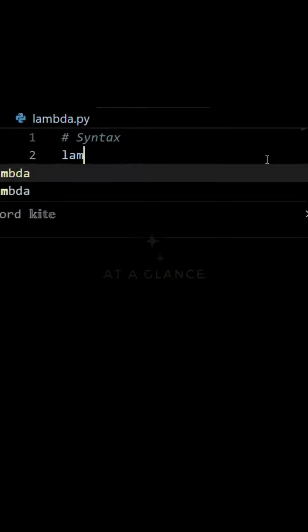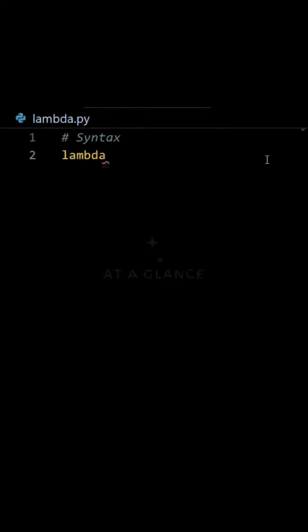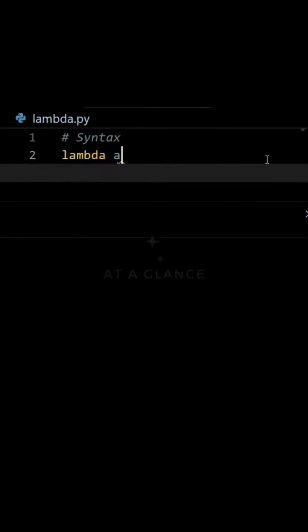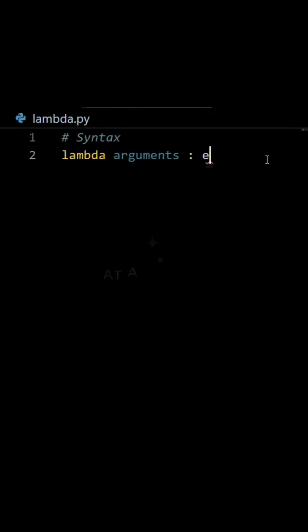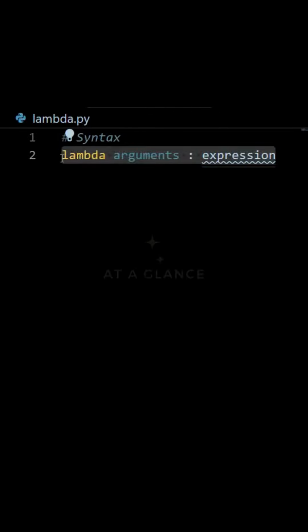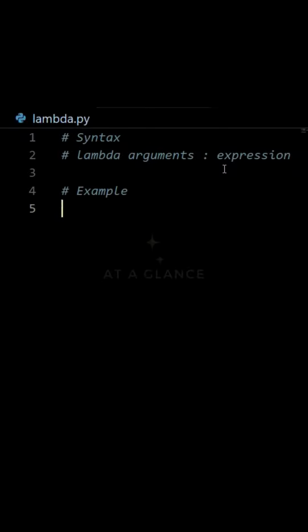First, we need to initialize it with the help of this particular keyword lambda. Then we need to pass the list of arguments to that particular lambda function. Then we have to write a colon, and after that we need to write the expression through which we need to evaluate the results. For example, here I am defining one lambda function to multiply two numbers.